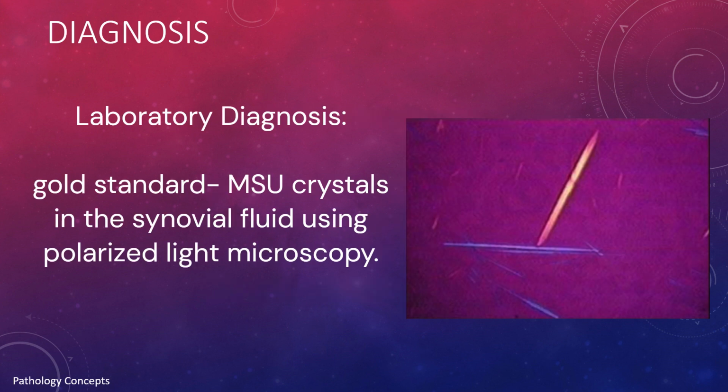Laboratory diagnosis. The gold standard of diagnosis is identification of characteristic MSU crystals in the synovial fluid under polarized light microscopy. MSU crystals are found in synovial fluid in all stages of disease: during attacks, in the intercritical period, or in chronic tophaceous gout also.